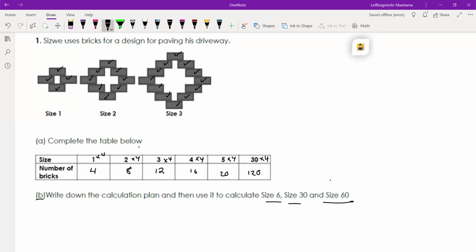B says write down the calculation plan and then use it to calculate size 6, size 30, and size 60. We can clearly see whatever size we require, we just multiply by 4. So for 6, it would be 6 times 4, giving us 24. For 30, it would be 30 times 4, giving us 120. For 60, it would be 60 times 4, giving us 240 for the bricks.